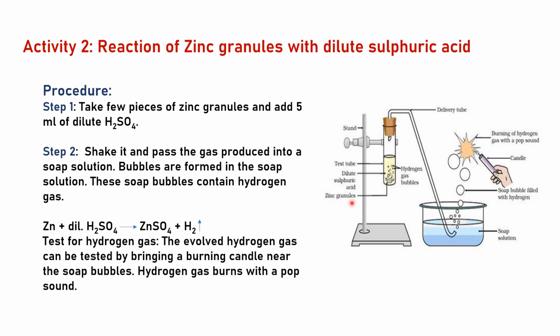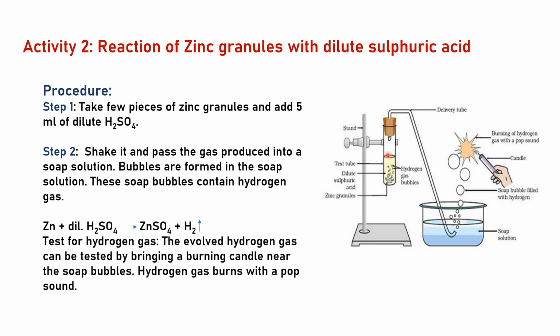Now the question can be asked, why do we need fine granules of zinc? Because when you change it into powder or granules, its surface area increases. When the surface area increases, the reaction becomes fast. So you have to take a few pieces of zinc granules and add 5 ml of sulfuric acid. You can take hydrochloric acid also, or sulfuric acid. Shake it and pass the gas produced into a soap solution.